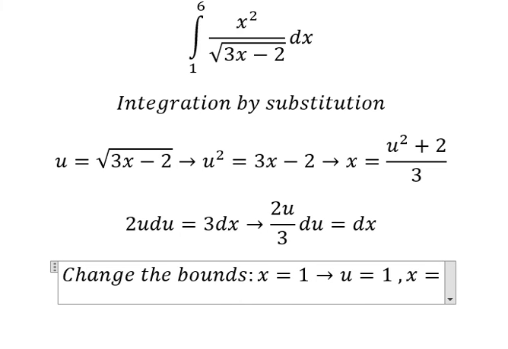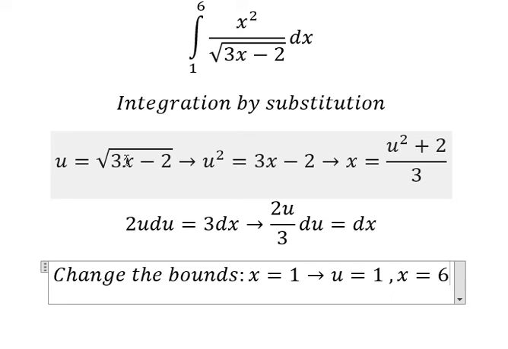When s equals 6, we put 6 in here. You got 18 minus 2, you got 16. The square root of 16, you got 4.